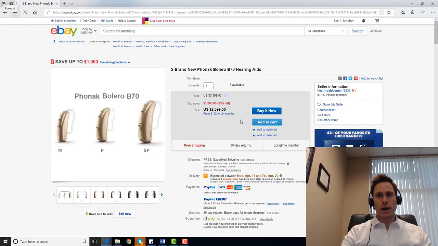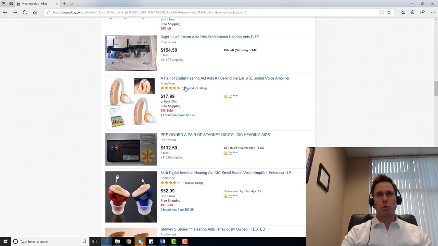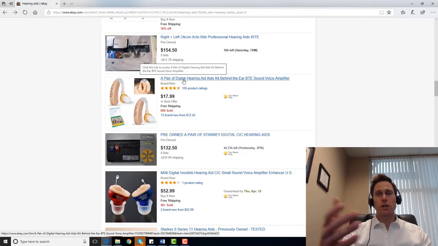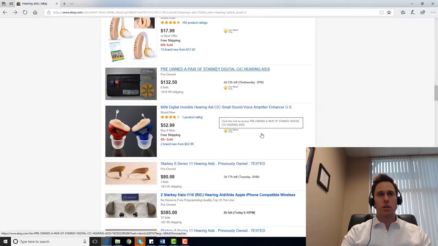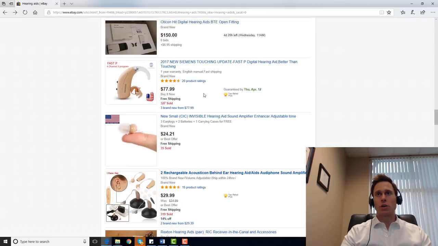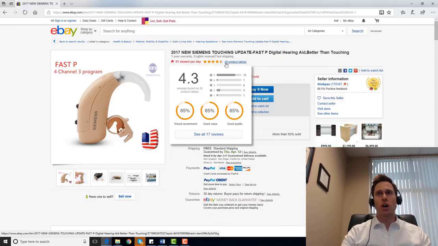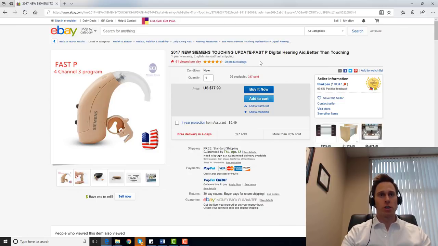All right, so let's go back and continue on through the search. Some more personal sound amplifiers that are being marketed as hearing aids. Same thing here, same thing here. And okay, so here is a really interesting one. Let's click on this. This one says 2017 new Siemens Touching Update Fast P digital hearing aid.